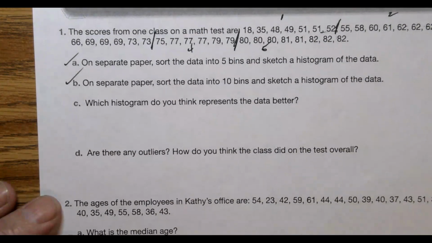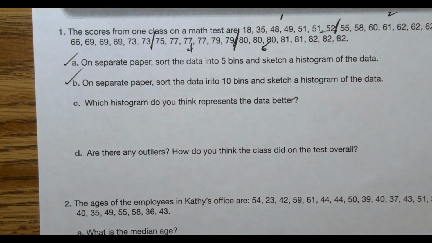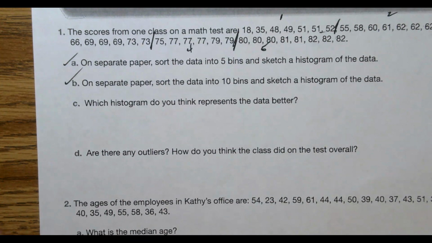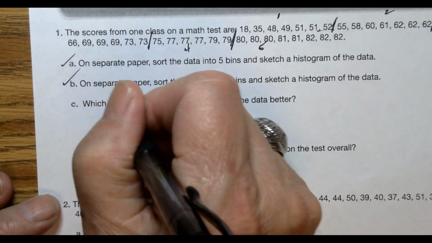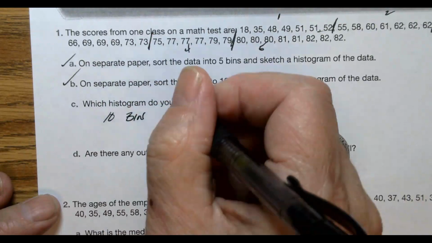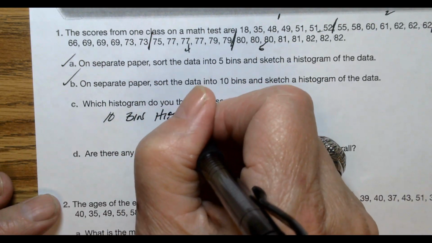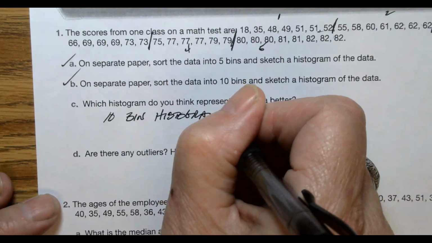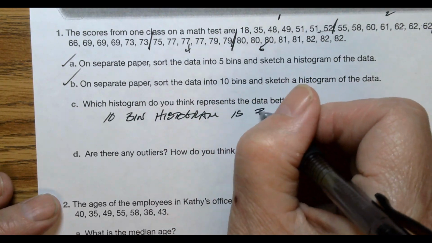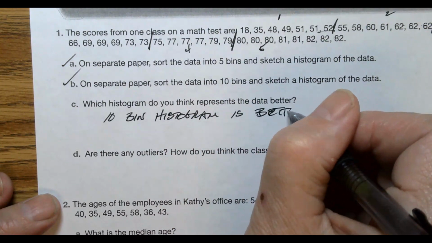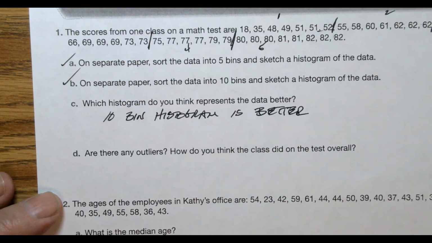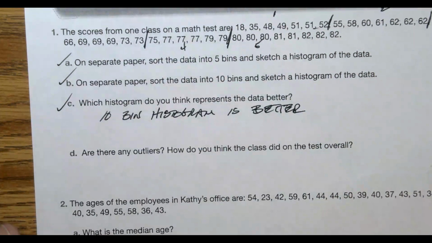So I'm going to say on this one that the 10-bin histogram is better. Okay, so we've done that one. D, are there any outliers?